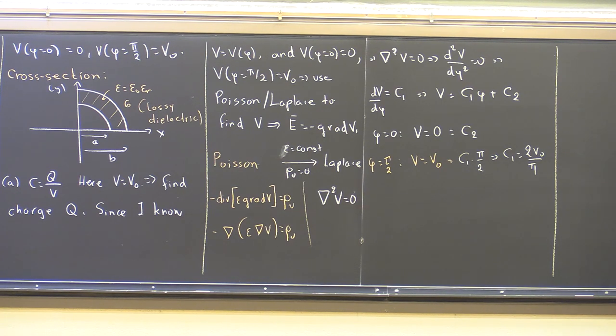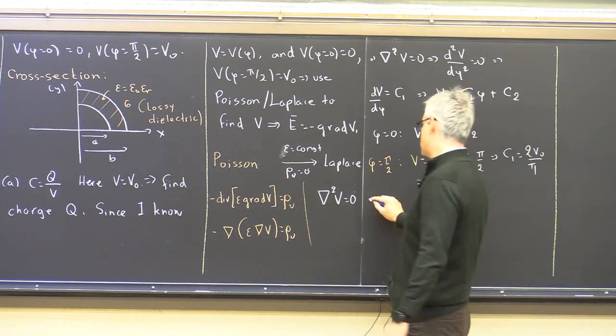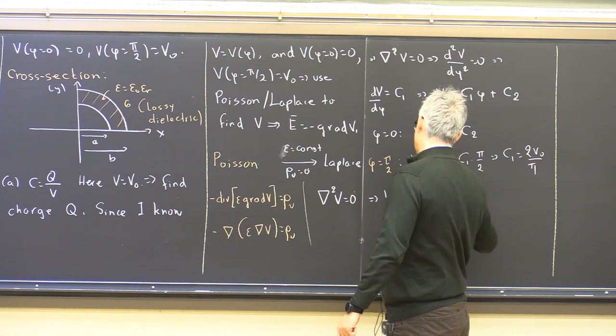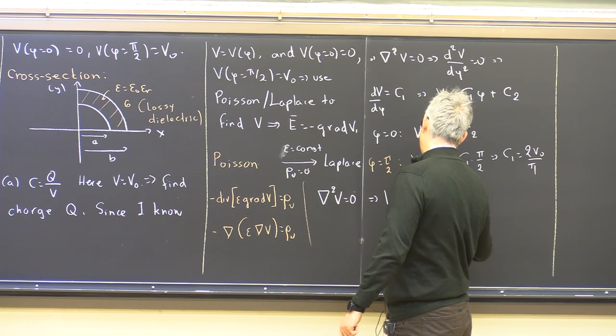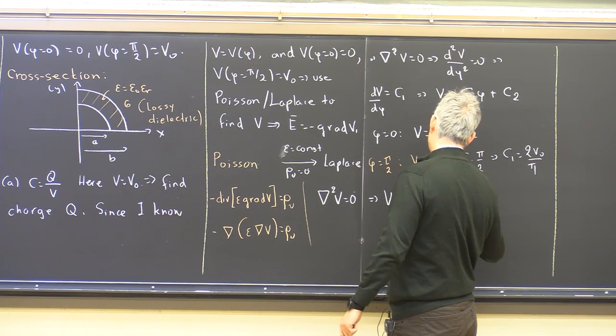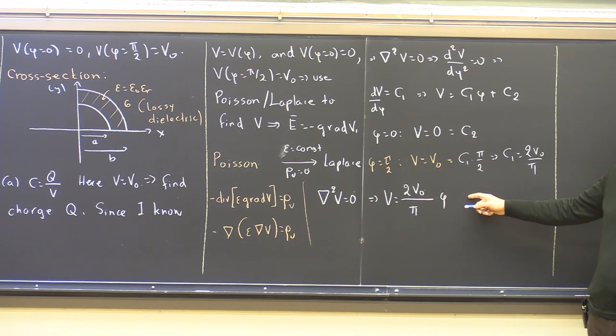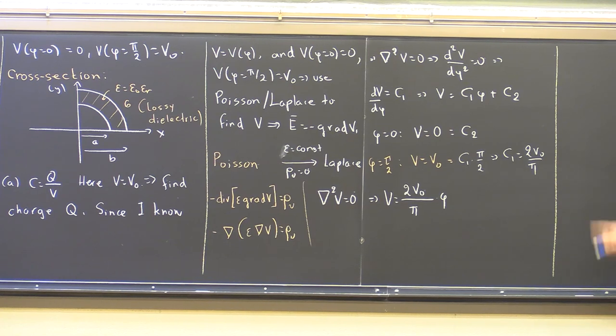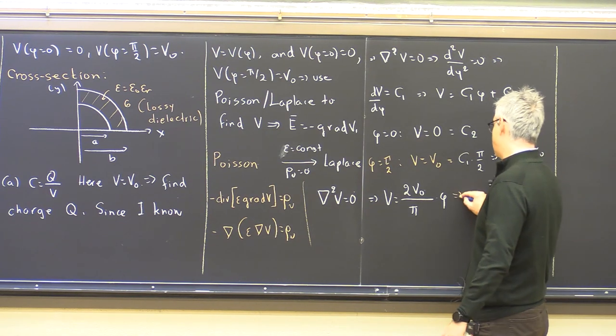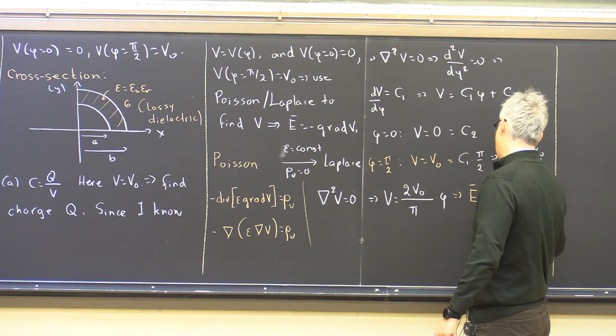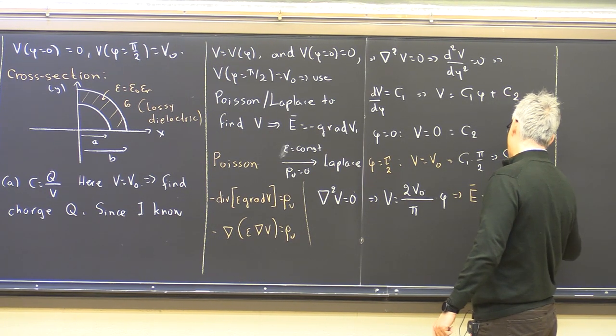And that means that I have the potential. My potential is 2V0 over pi times phi. So you see, when phi is 0, V is 0. When phi is pi over 2, V is V0. So it satisfies the boundary conditions. This is the potential. And now that I have the potential, I can find the electric field as minus gradient of V.